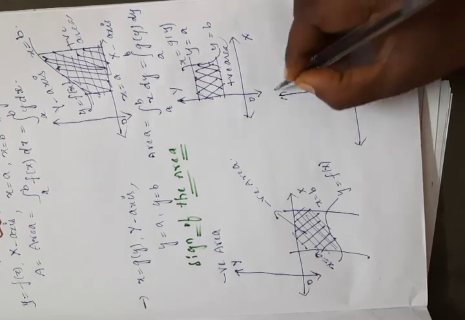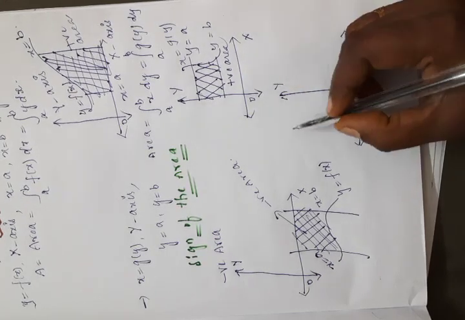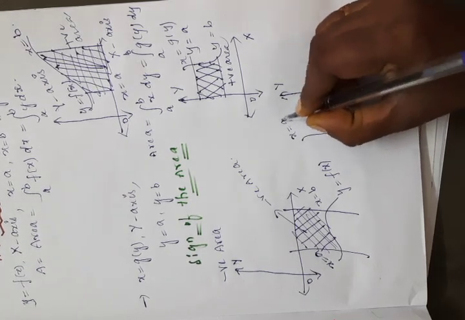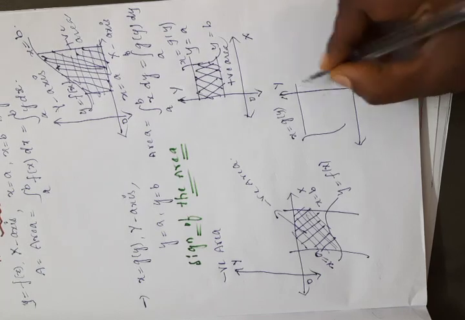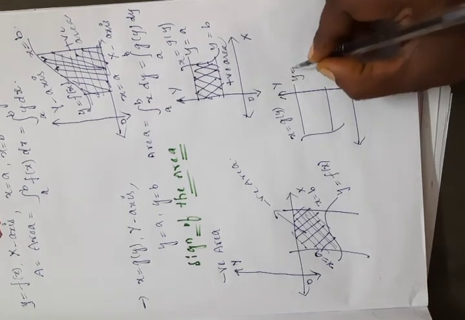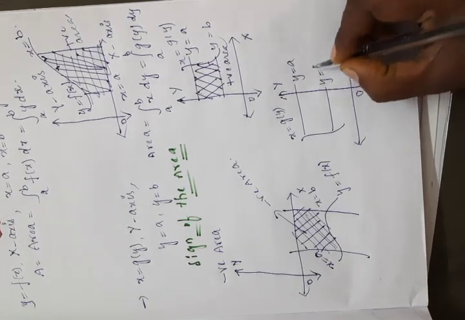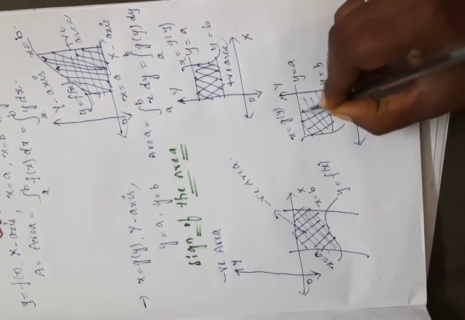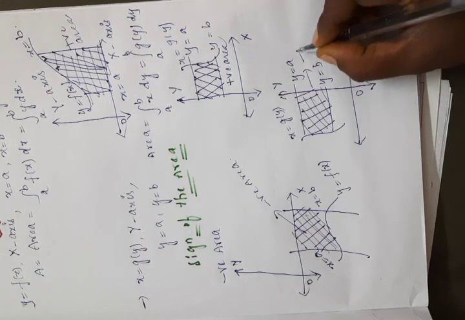x-axis, y-axis, origin. This is the curve x equal to g of y, and these are the lines y equal to a, y equal to b. Now this shaded region is known as negative area.